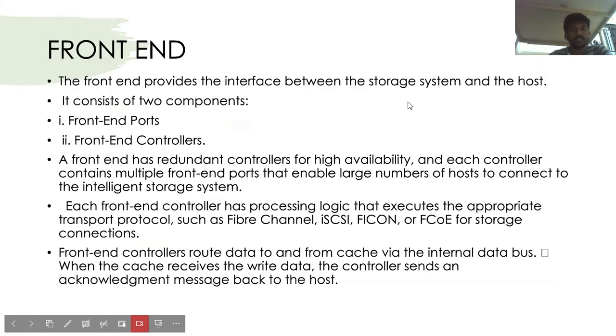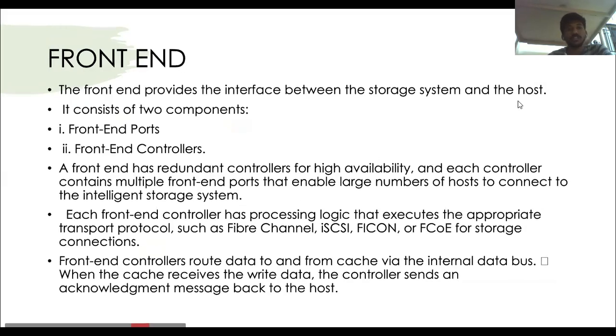The next topic is front end. The front end provides the interface between the storage system and the host. It consists of two components, front-end ports and controllers. A front end has redundant controllers for high availability, and each controller contains multiple front-end ports that enable a large number of hosts to connect to the intelligent system. Each front-end controller has processing logic that executes the appropriate transport protocol, such as Fibre Channel, which we'll call FC for short, iSCSI, and FICON for storage connections.